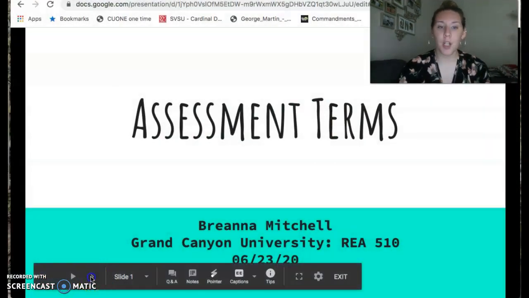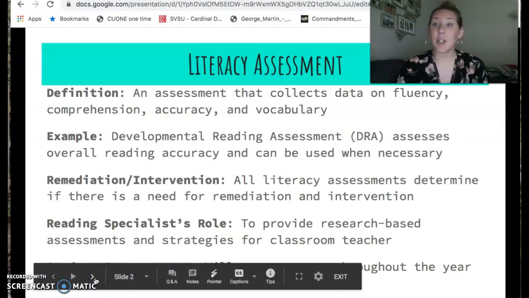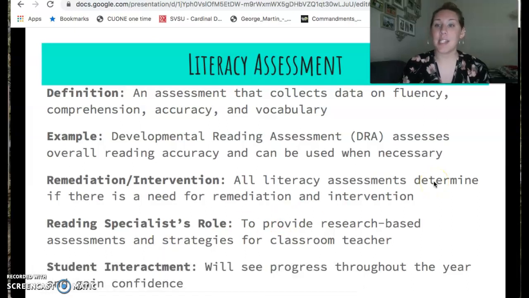So the first assessment we're going to look at together is a literacy assessment. Literacy assessments collect data on a student's overall reading score using comprehension, fluency, vocabulary, and their overall reading accuracy. An example could be using the Developmental Reading Assessment, or the DRA, which is something that I use with my kindergartners to determine their reading score. This can be used when necessary throughout the year, but my school uses it beginning, middle, and end to see their progress. Literacy assessments help determine if and when there is a need for intervention and remediation.